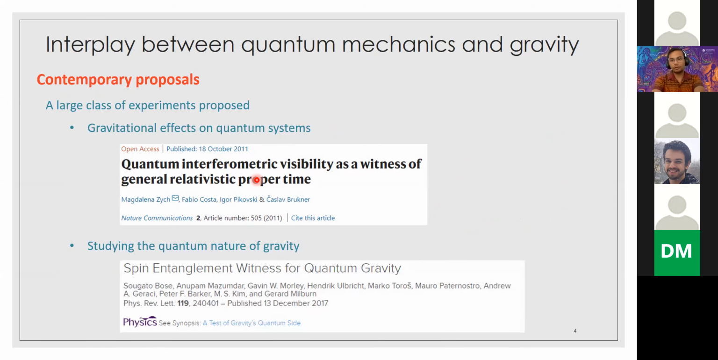The second kind of proposals have been broadly based on studying gravity as a quantum force, or of quantum nature. That is, can gravity as a locally acting force lead to entanglement between distant quantum objects?